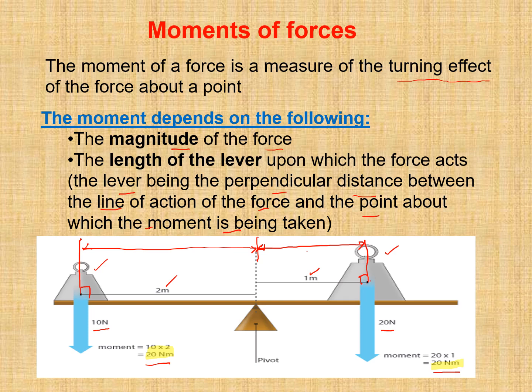What is the difference? Here the force is less and the distance is more, and there the force is more and the distance is less, so the total product for the moment remains the same. As a result, both are at equilibrium, both are maintaining the balance. The moment of force is the same in both cases.